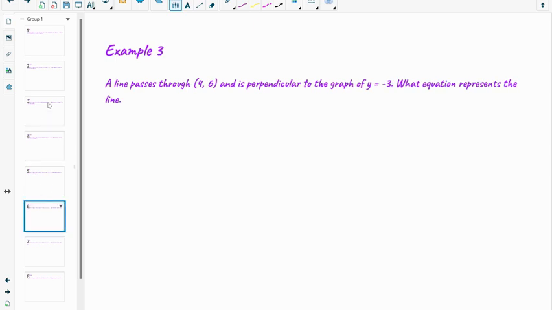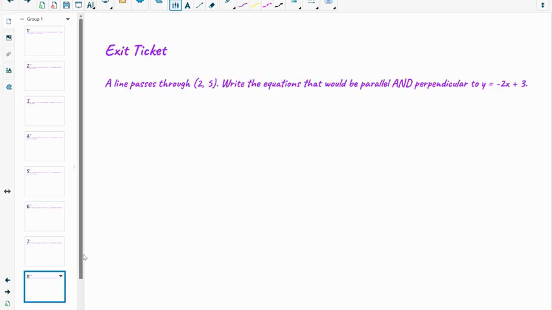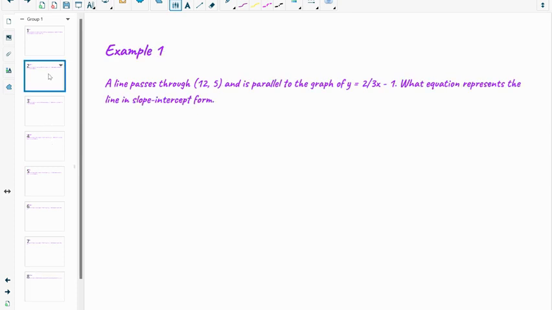I'll leave the you-dos for you to enter in your answers as you go, and then I will leave the exit ticket. You don't actually have to turn in a paper exit ticket for this one. Just go ahead and type in. There will be a prompt at the end that you'll type your answers in. Okay. All right. So let's begin with example 1.